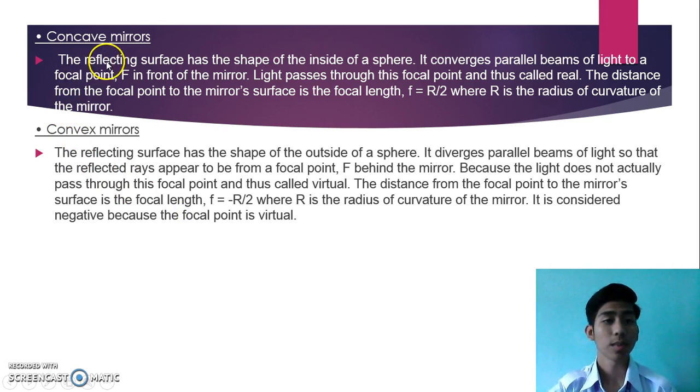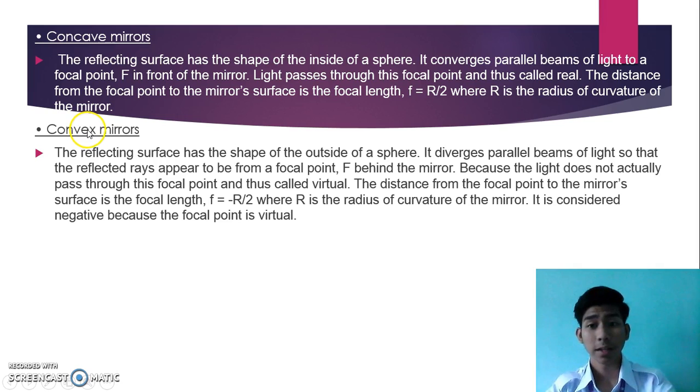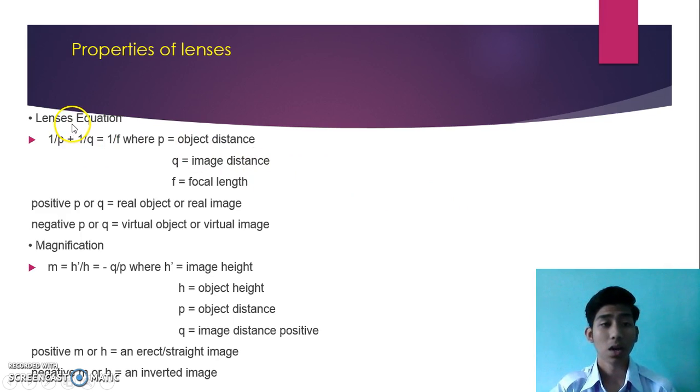Concave mirror. The reflecting surface has the shape of the inside of a sphere. It converges a parallel beam of light to a focal point f in front of the mirror. The image formed where light passes through the focal point is called real. Okay, this is the convex mirror. The reflecting surface has the shape of the outside of a sphere. It diverges a parallel beam of light so that the reflected rays appear to come from the focal point. The formula is f equals negative r over 2, where r is the radius of curvature of the mirror. Properties of lens. This is the lens equation. This is the formula.